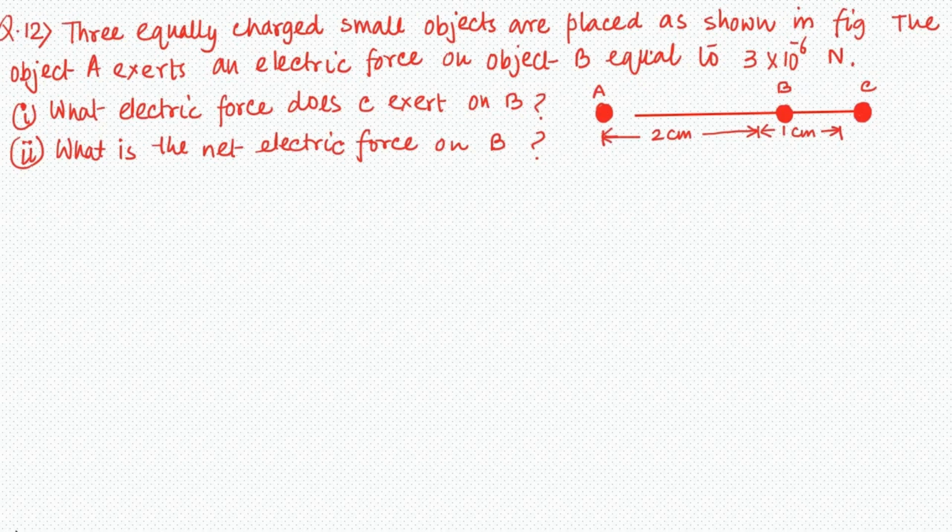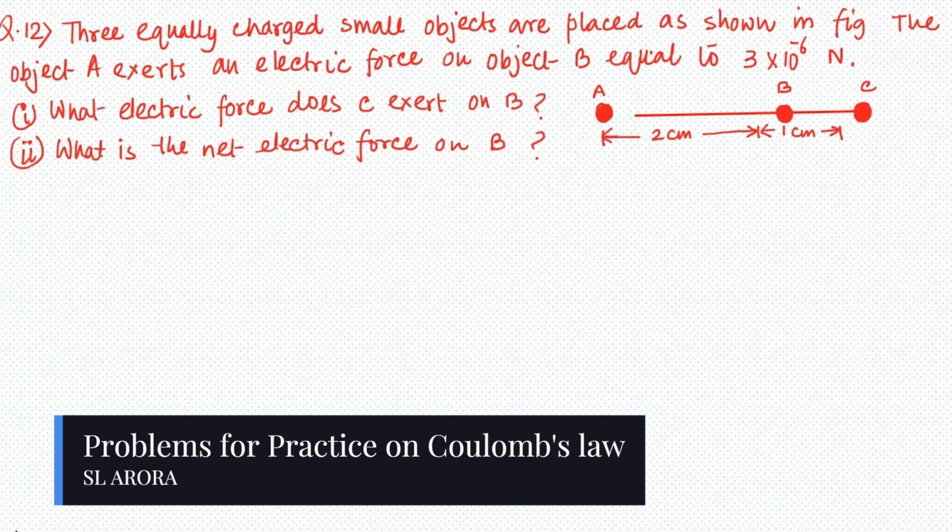Question number 12. Three equally charged small objects are placed as shown in the figure. The object A exerts an electric force on object B equal to 3 into 10 to the power minus 6 Newton. First question, what electric force does C exert on B? And the second one is, what is the net electric force on B?